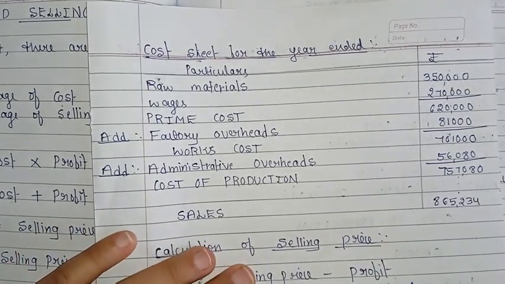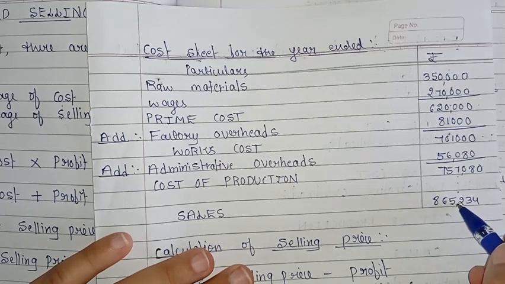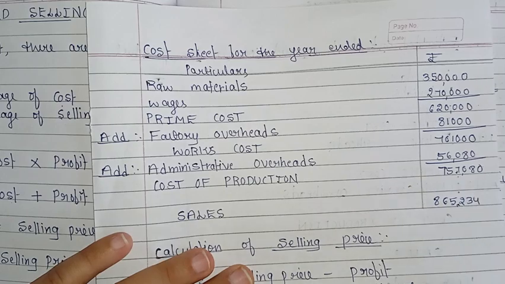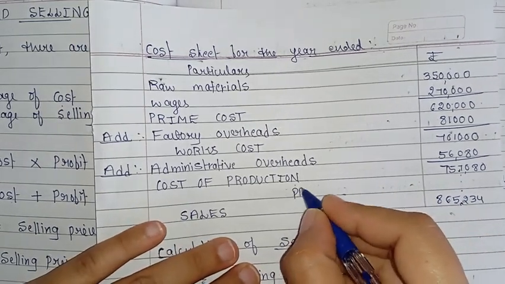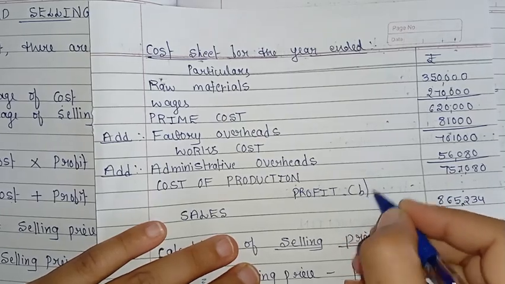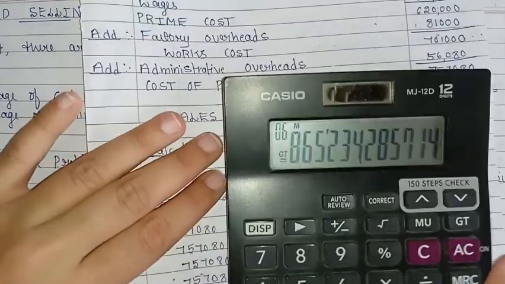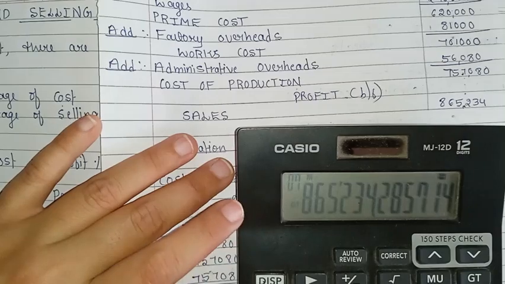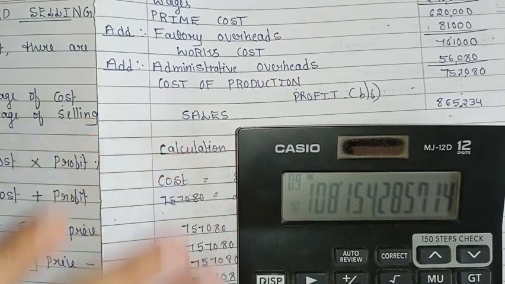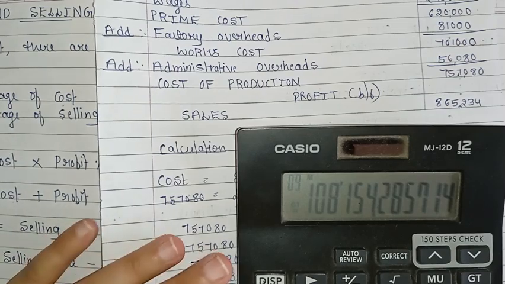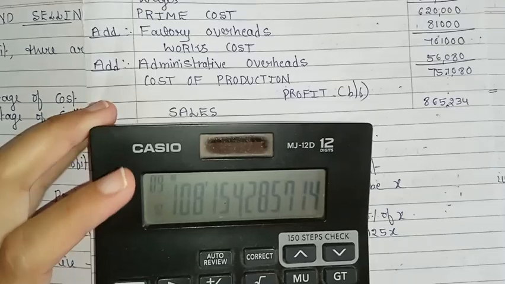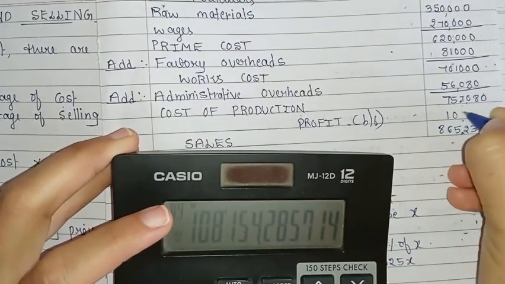Then what is our profit? Here sales value is more than cost, means it results in profit. So write down here profit. That is our balancing figure. See, 8,65,234 minus 7,57,080 equals 1 lakh, yes, 1,08,154.